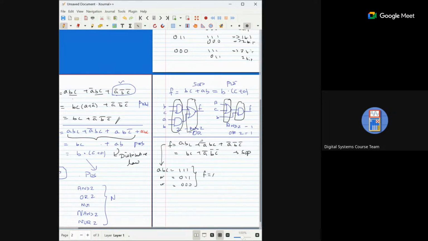Yes, sir, I can write it that way. Also, we can try to prove that both are the same. Yes, I got it now. My main concern was whether, if the equation is in the form of POS, then after simplifying it we would also get SOP. Now I got it, this is also SOP only that we are getting.